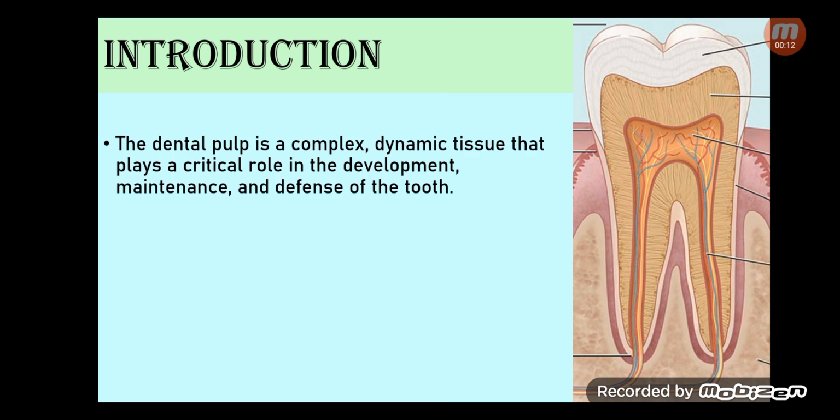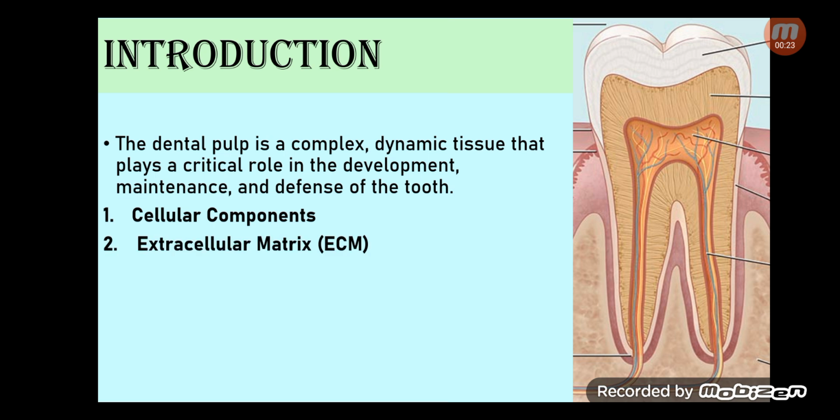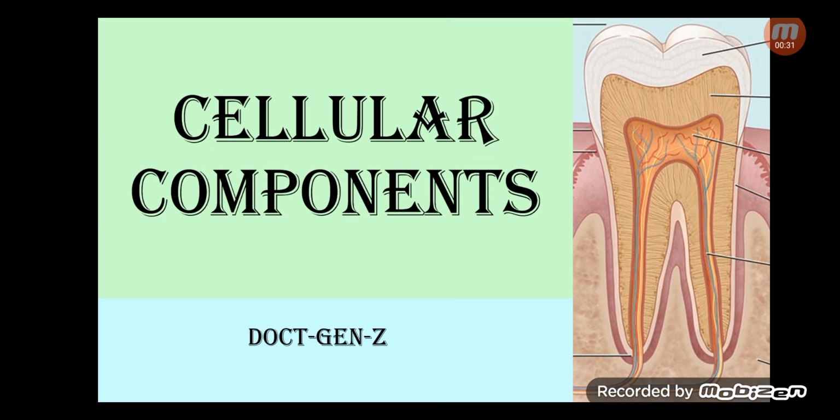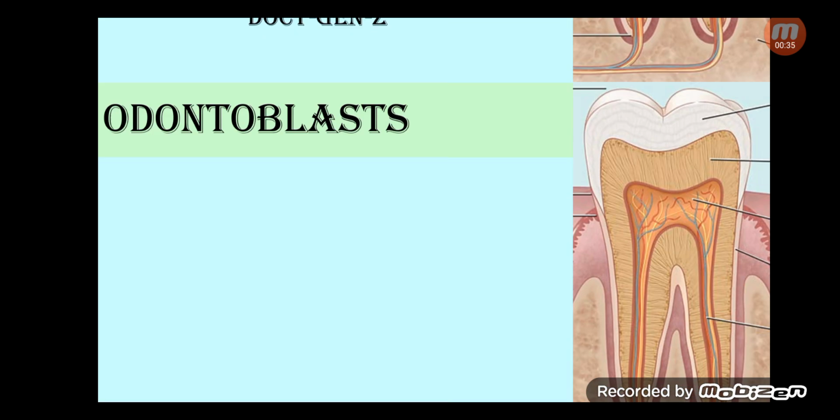The dental pulp is a complex but dynamic tissue that plays a critical role in development, maintenance, and defense of the tooth. It has cellular components, extracellular matrix, vascular supply and nerve supply that combine to form the pulp structure, and also a lymphatic system is there. We will start our discussion with the cellular components of pulp.